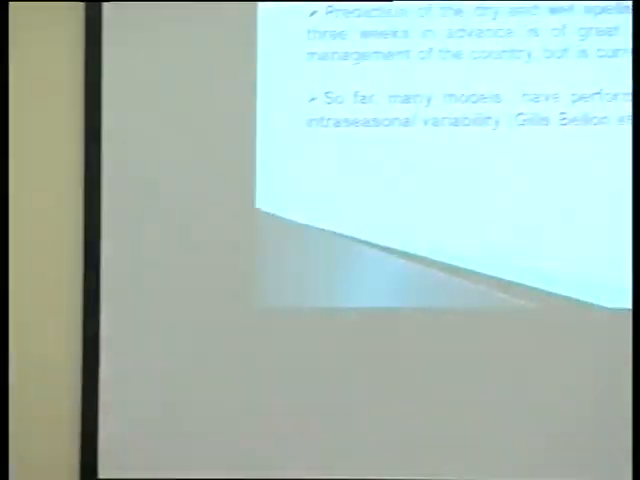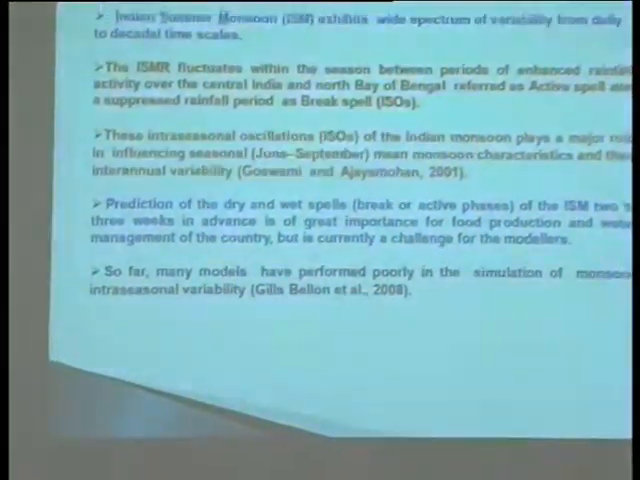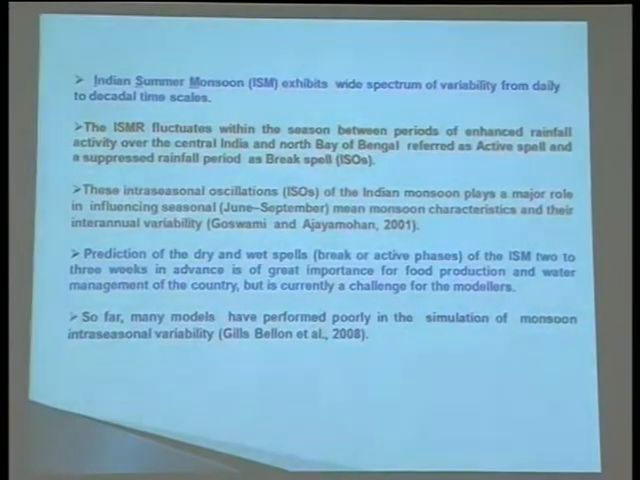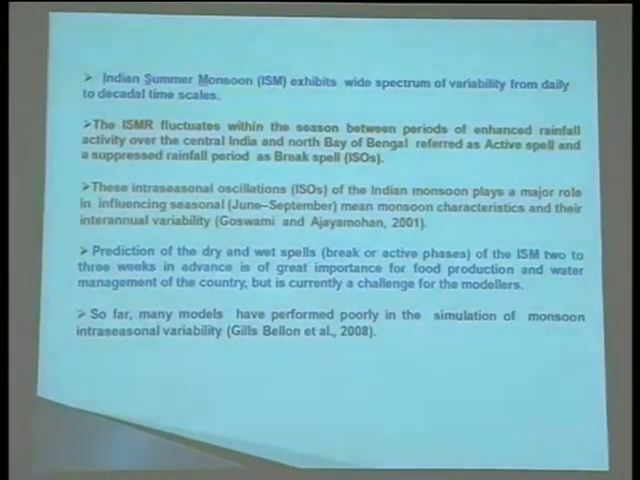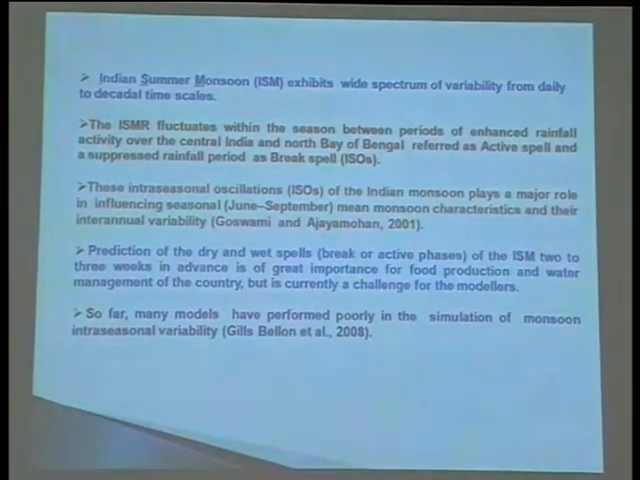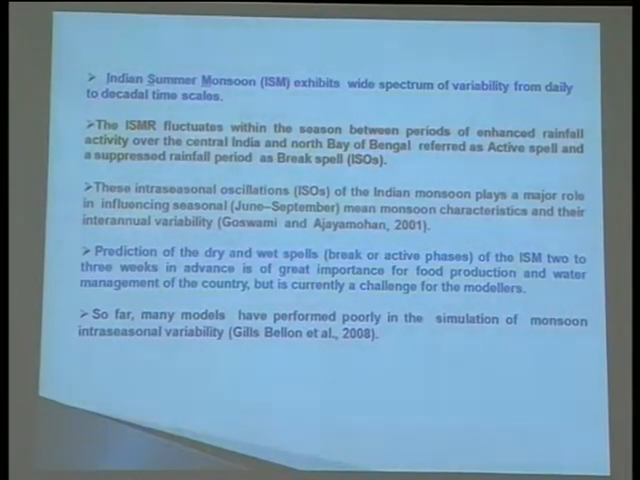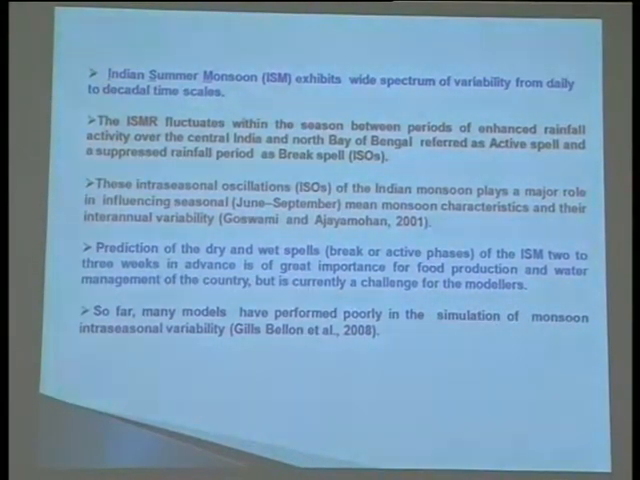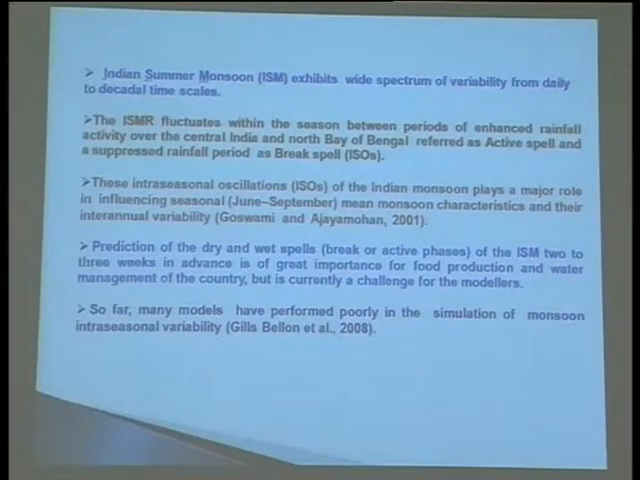and its intra-annual variability. Prediction of active and break spells of the Indian summer monsoon 2 to 3 weeks in advance is of great importance for the food production and water management of the country. But currently it is not yet solved. So far, many models have performed poorly in the simulation of monsoon intra-seasonal oscillations.